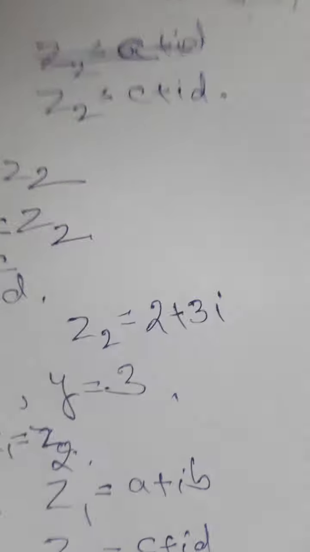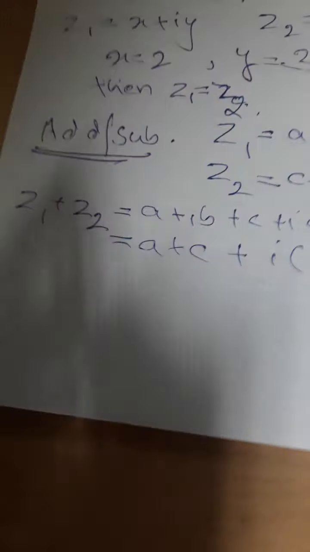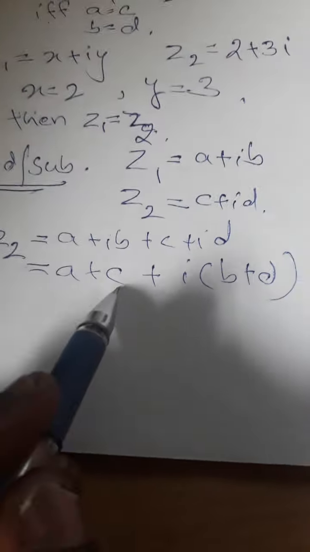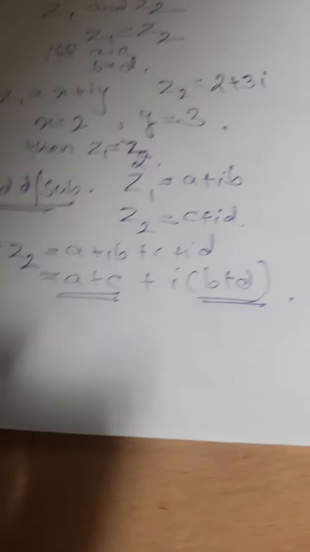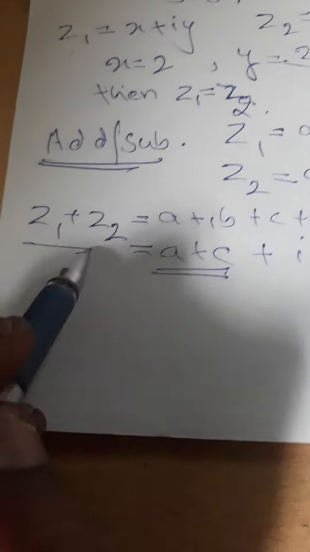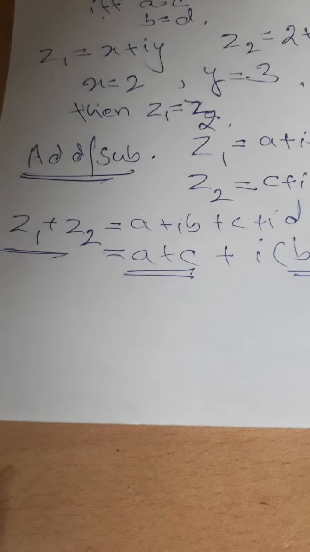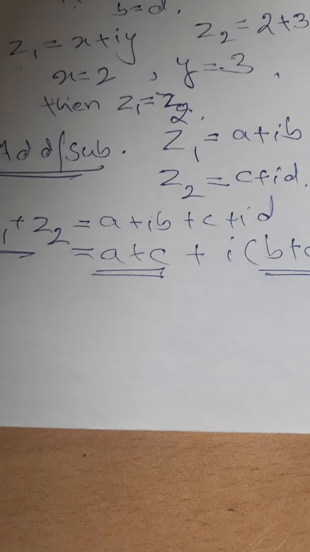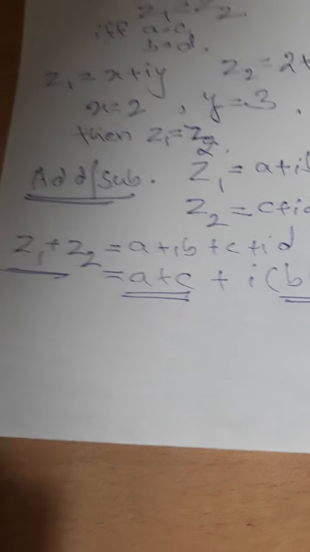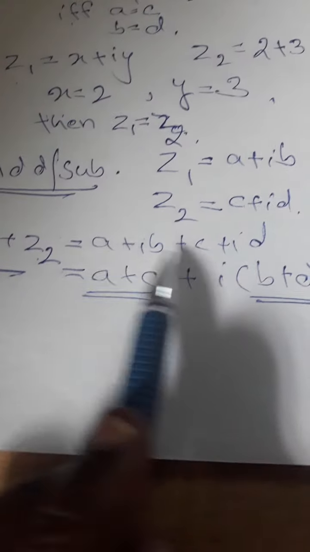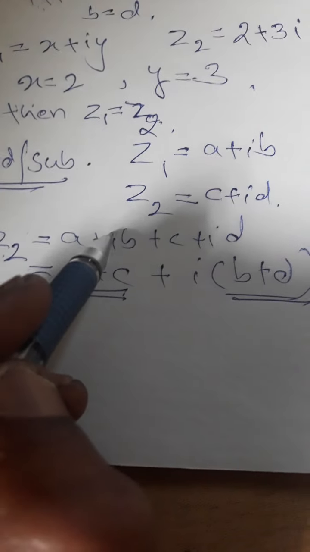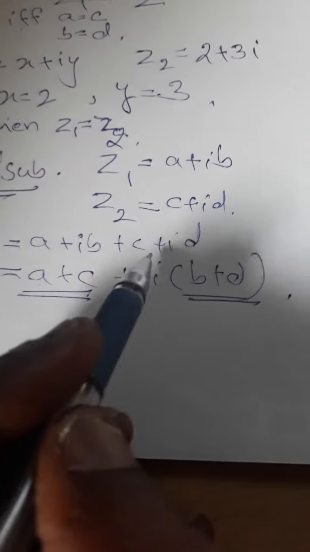So how are these added? These are added by adding the respective real parts and the imaginary parts. Then the addition of these two complex numbers, that is z1 plus z2, is obtained. This is the simple addition of a plus ib and c plus id.